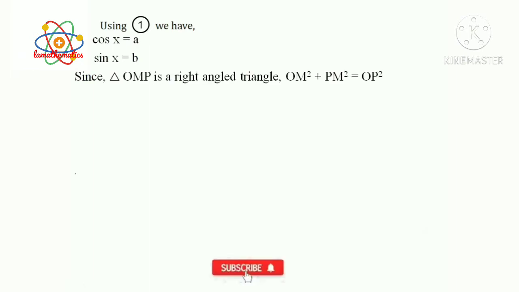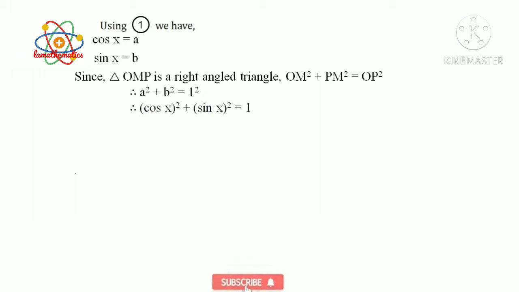Since triangle OMP is a right angle triangle, OM square plus PM square equal to OP square. We have OM equal to a and PM equal to b and OP equal to 1. Substituting, therefore, a square plus b square equal to 1 square. Therefore, (cos x) all square plus (sin x) all square equal to 1. By notation, (cos x) all square equal to cos square x, (sin x) all square equal to sin square x. Therefore, cos square x plus sin square x equal to 1.